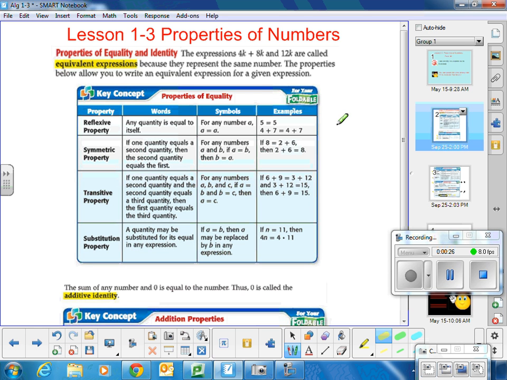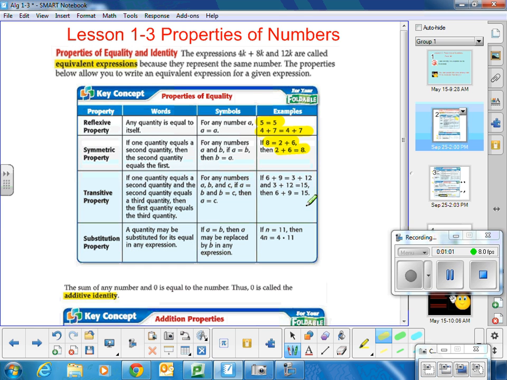Basically, any quantity is equal to itself, such as 5 equals 5 and 4 plus 7 equals 4 plus 7. The symmetric property: if one quantity equals a second quantity, then the second quantity equals the first. So if A equals B, then B equals A. Or if 8 equals 2 plus 6, then 2 plus 6 equals 8. This would be helpful when we're solving equations. If for some reason you want to reverse the two sides of the equation, so you have the variable on the left instead of the right, you can do that by the symmetric property.